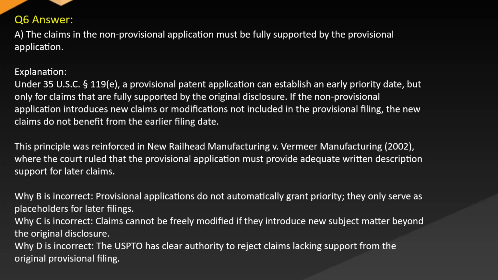This principle was reinforced in New Railhead Manufacturing v. Vermeer Manufacturing, 2000, where the court ruled that the provisional application must provide adequate written description support for later claims. Why B is incorrect. Provisional applications do not automatically grant priority. They only serve as placeholders for later filings. Why C is incorrect. Claims cannot be freely modified if they introduce new subject matter beyond the original disclosure. Why D is incorrect. The USPTO has clear authority to reject claims lacking support from the original provisional filing.